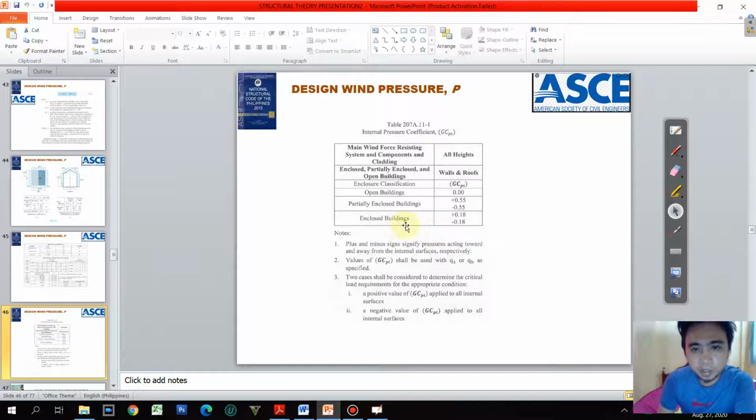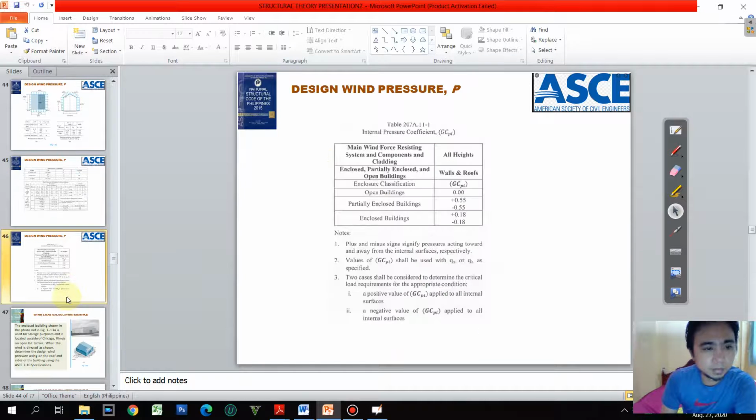For a fully enclosed building, it could be plus or minus 0.18. Why plus or minus? Because your effect could be a suction pressure, suction, hinihigop, or a positive pressure, tinutulak. Okay? Pwedeng higop or pwedeng tulak yung pressure. So, it depends. Kapag open yan, 0. GCPI has no factor. Kapag 0 yan, 0 na yung GCPI mo. Partially enclosed, plus or minus 0.55. Totally enclosed, plus or minus 0.18.